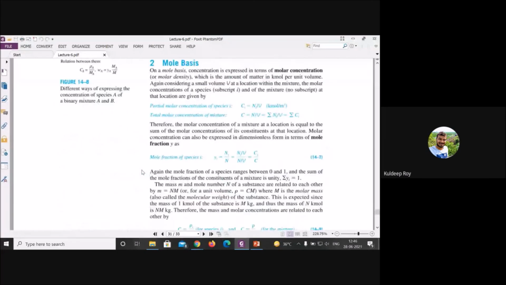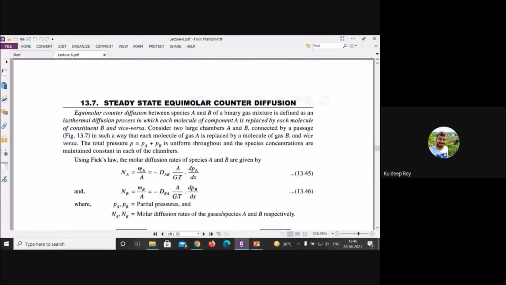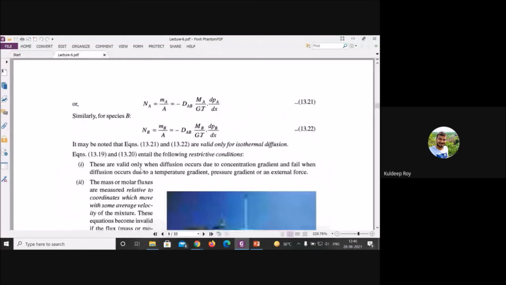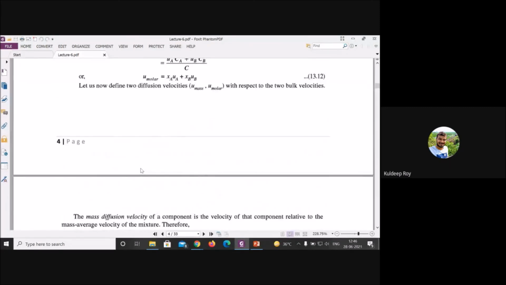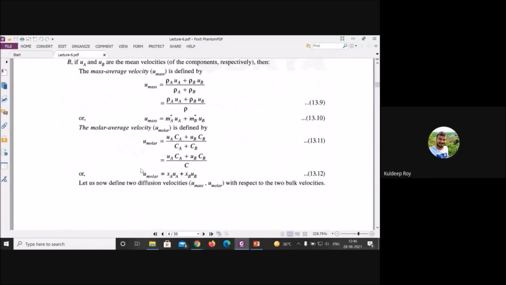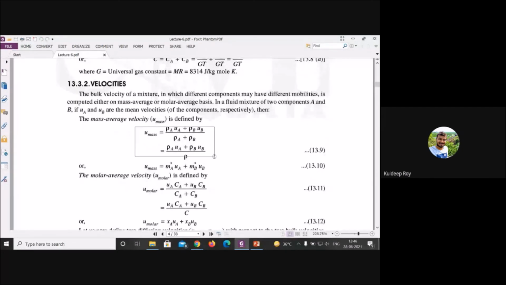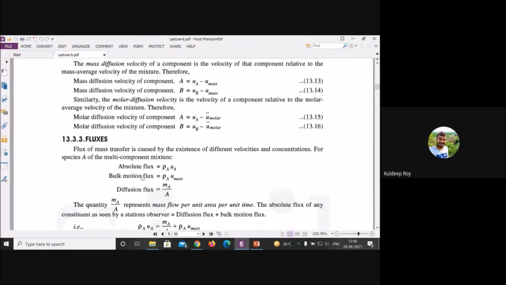I think you have got a little bit of an idea about how, in mass transfer, you can determine your properties like velocity, flux or concentration by using these formulas. These are very simple formulas. Just go through all these formulas, and you will be able to determine and quantify.